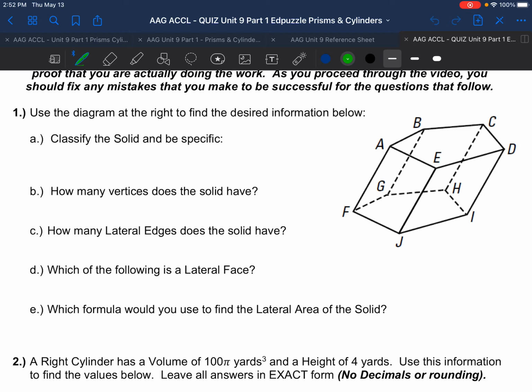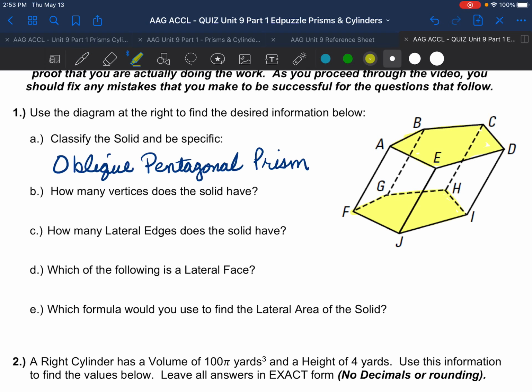Number 1, use the diagram at the right to find the desired information below. Part A, here we go. First question. Classify the solid and be specific. This solid is an oblique pentagonal prism. It is oblique because the bases are not perpendicular to one another. The sides are not rectangles. It's pentagonal because each of the bases are congruent 5-sided polygons, and it's a prism because it has 2 bases.